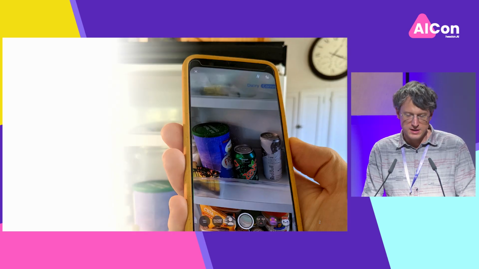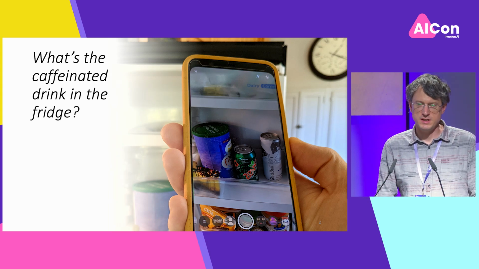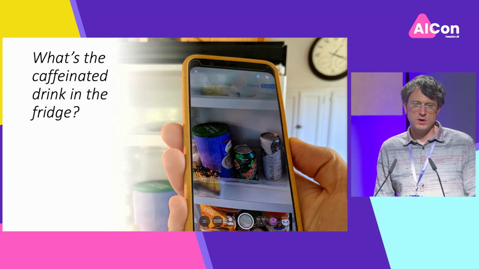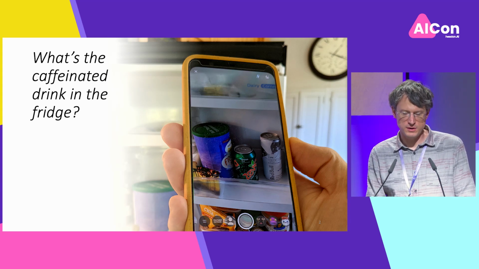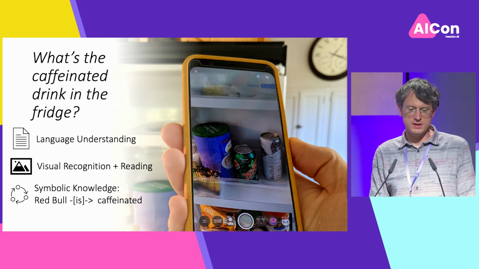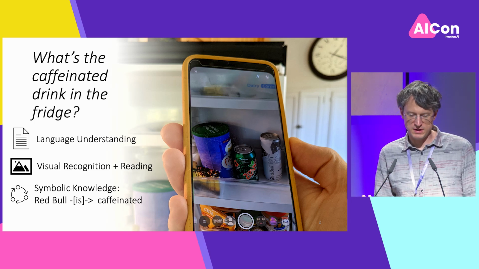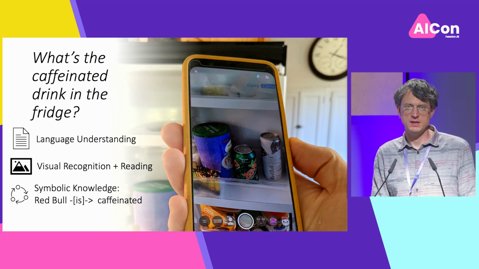So let me start by looking at a picture that might have been taken by a blind person. The question is, what's the caffeinated drink in the fridge? The system is supposed to solve this. To do that, we clearly need some form of language understanding, some form of visual recognition and reading, and probably some symbolic knowledge that Red Bull is caffeinated, so we can incorporate it in our reasoning and then answer this question.